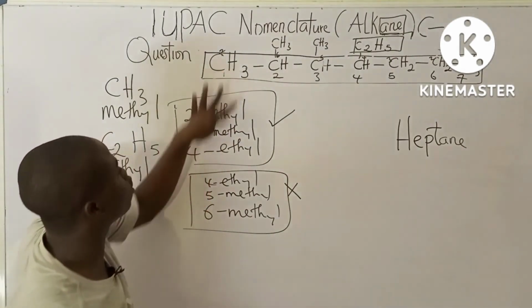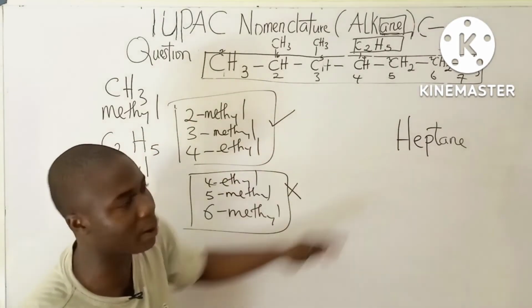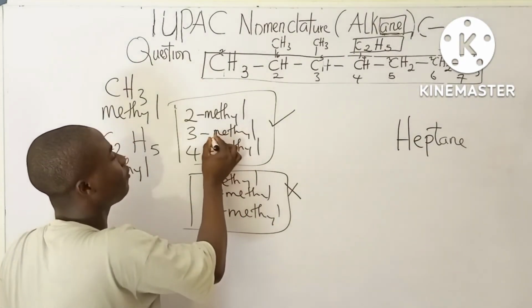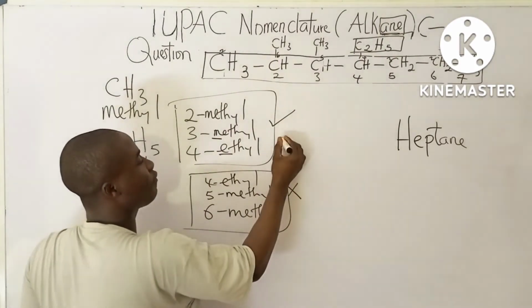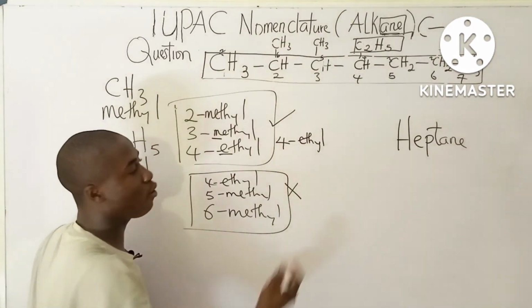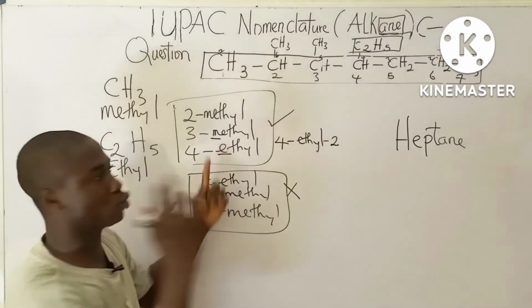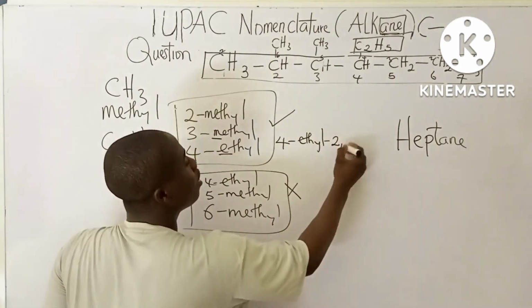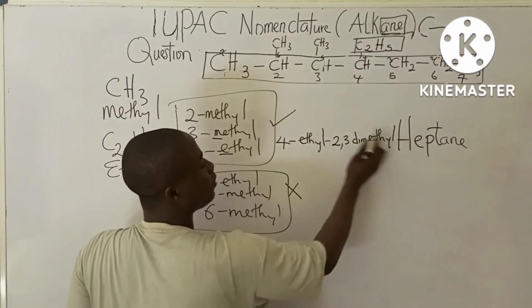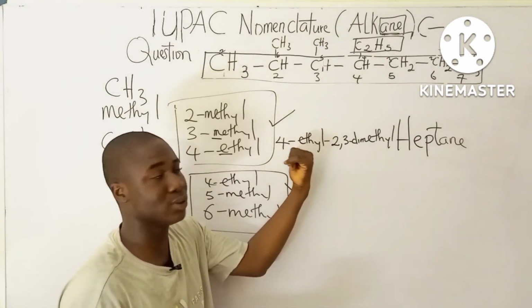Now, for us to add the substituent names to the parent name, these are the prefixes of this particular compound. Where are we to start from? We'll start alphabetically. E comes before M. So we write 4-ethyl first. After writing 4-ethyl, we simply write 2. How many methyl groups do we have? We have 2 methyl groups. So it becomes 2,3-dimethyl heptane.